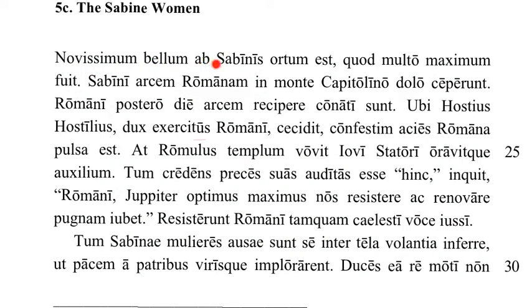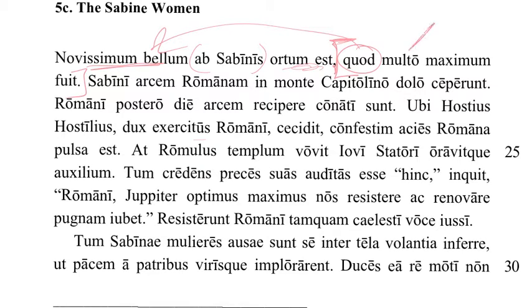Novissimum bellum ab Sabinis ortum est, quod multo maximum fuit. Okay, looks like we've got a pretty simple linking sentence here. Subject, novissimum bellum. Ab Sabinis, prepositional phrase, ortum. That's kind of deponent, rose up, came about on account of, came about why from there. Quod, relative pronoun talking about bellum, which of course means that we have a relative clause coming, and it goes there.